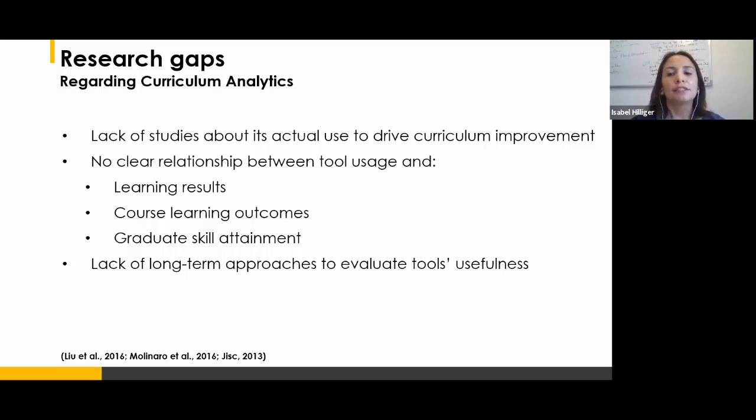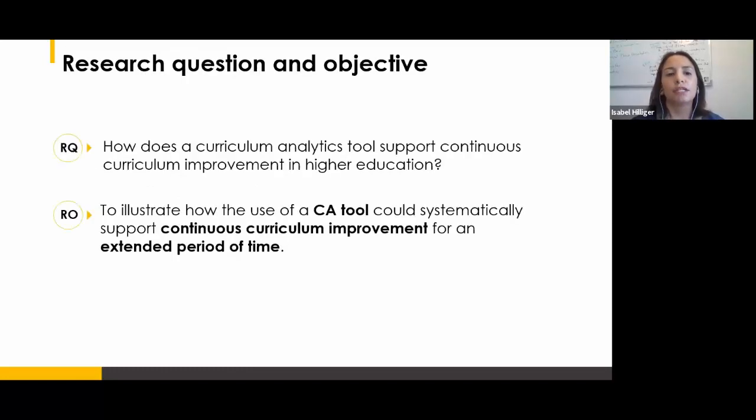Besides, the evaluations that have been done so far of this type of tools do not necessarily show a clear relationship between using the tool and improving learning results or course learning outcomes, or, at a more complex level, graduate skill attainment. At the same time, there is a lack of long-term approaches to evaluate tools' usefulness, and this could be even across the learning analytics field. This is what motivated our research question and objective.